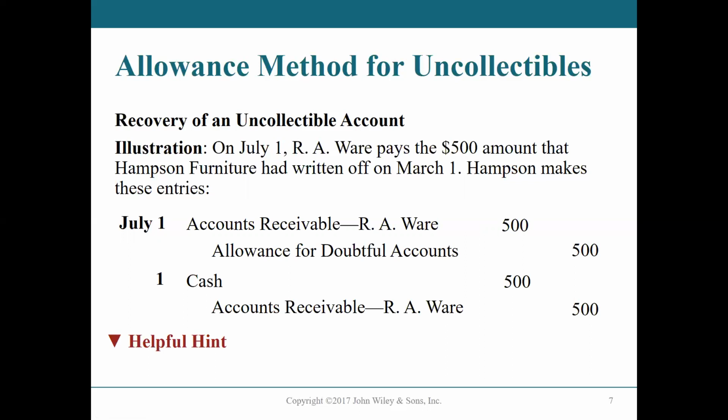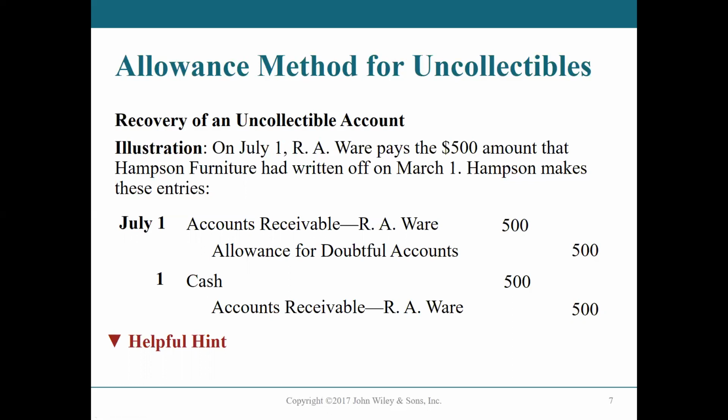Then you show the cash going up when they pay you. But the allowance for doubtful accounts goes up to 12,000? No, you're right. I'm sorry. Not down. It goes back up to 12,000. Oh, okay. So accounts receivable goes up, and the allowance for doubtful accounts goes up. So this is just a reversal of the write-off. They call it a recovery of an uncollectible account.